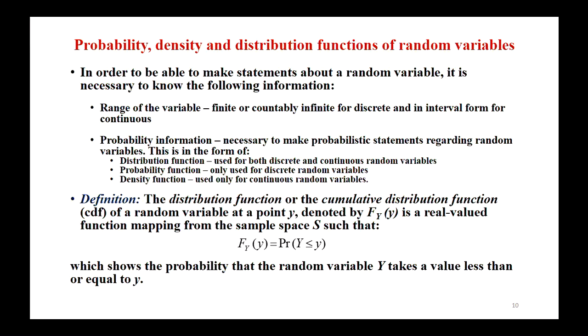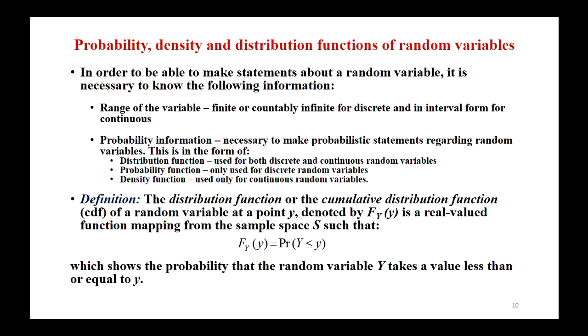So we will look at three things. Firstly is what's called the distribution function. You might also hear it referred to as the cumulative distribution function. We use the distribution function for both discrete and continuous random variables. Second thing we'll consider is something called a probability function. A probability function is only used for discrete random variables. So it's the discrete counterpart of a probability density function. Finally, a density function, or you might hear it called a probability density function. These are just used for continuous random variables.